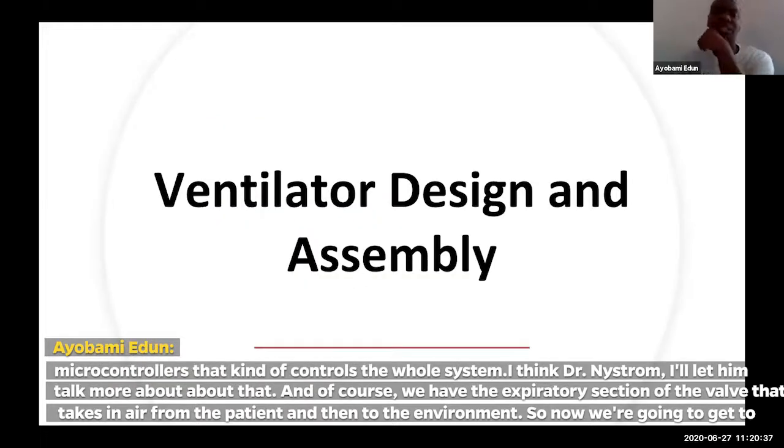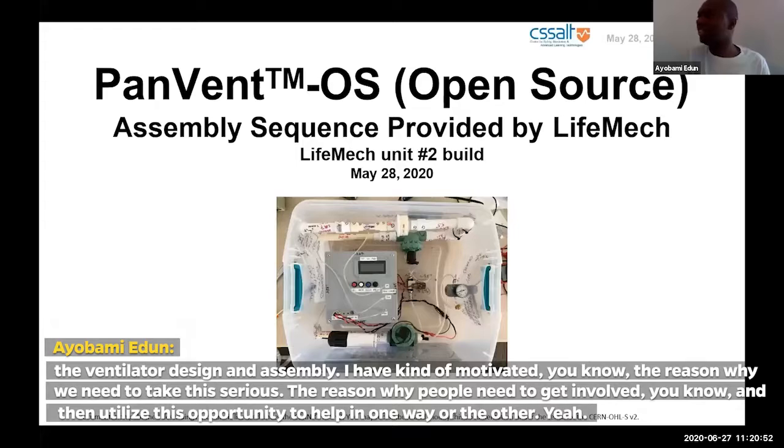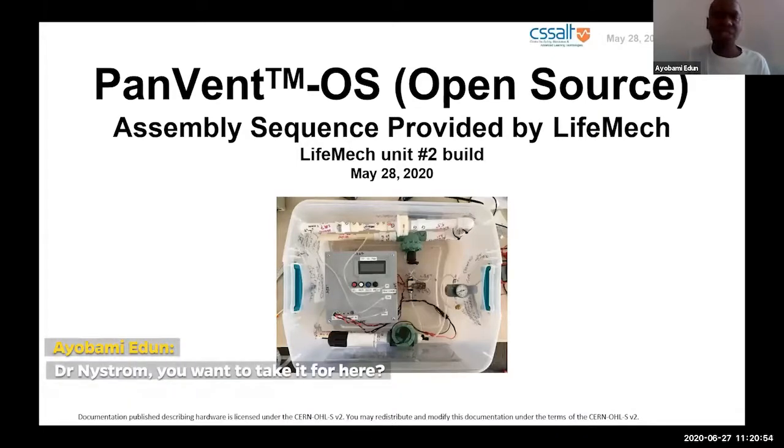So now we're going to get to the ventilator design and assembly. I've kind of motivated the reason why we need to take this seriously, the reason why people need to get involved, and utilize this opportunity to help in one way or the other. Dr. Nystrom, do you want to take it from here?